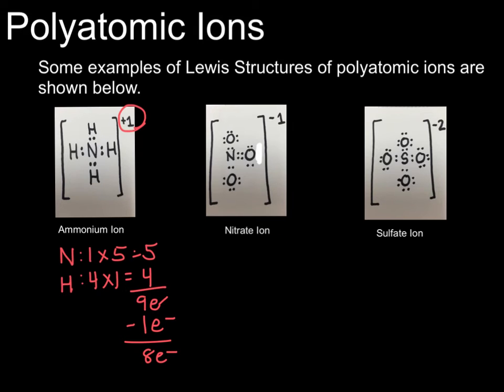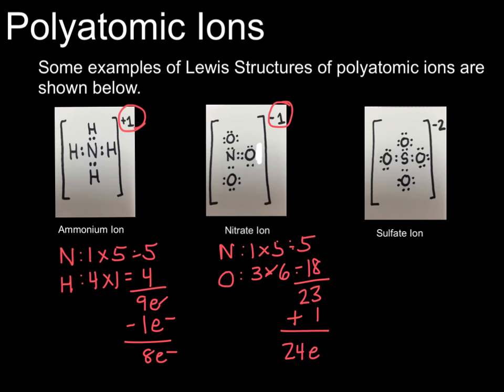In the nitrate ion, we have nitrogen again, and there's only 1 of them, so 1 times its 5 valence electrons gives us a total of 5. And we have 3 oxygens, and each of those oxygens has 6 valence electrons, so 3 times 6 gives us 18. When we add them together, we get 23 valence electrons. But the -1 charge tells us that we need to add 1 more electron, giving us a total of 24 electrons. Let's count in our structure here: 2, 4, 6, 8, 10, 12, 14, 16, 18, 20, 22, and 24 electrons total.